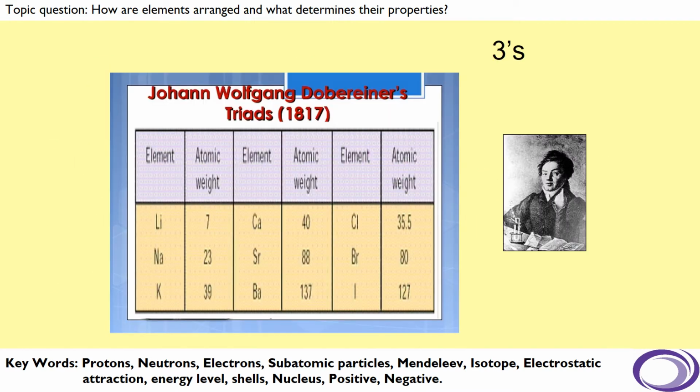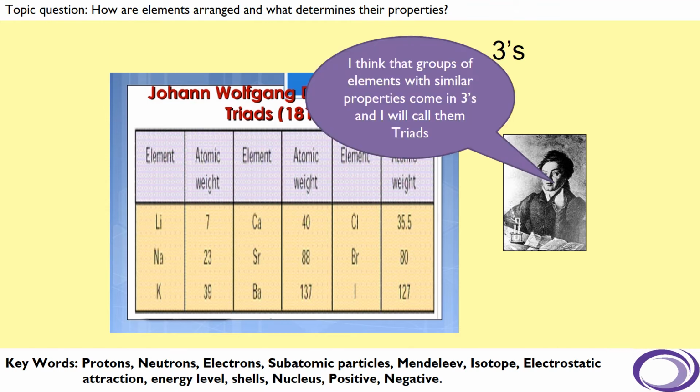The first scientist we're going to briefly look at is Dalton, and he organised the elements into triads, which is groups of 3. And those groups of 3 had similar chemical properties. So they would all react in similar ways with oxygen, with acids. They had similar properties, and he called them his triads.